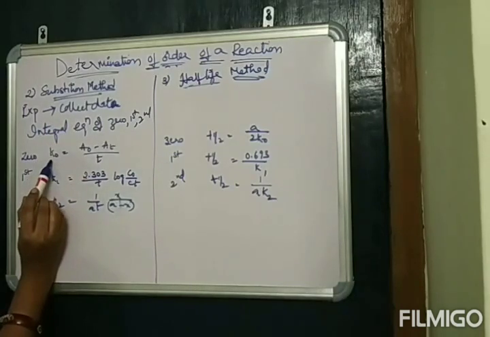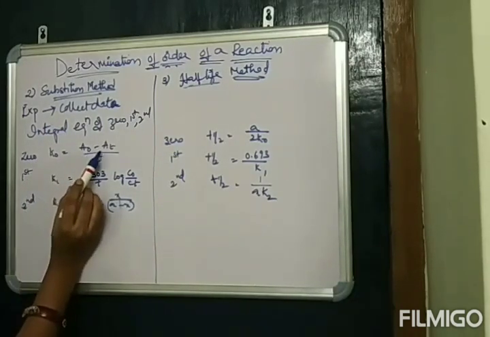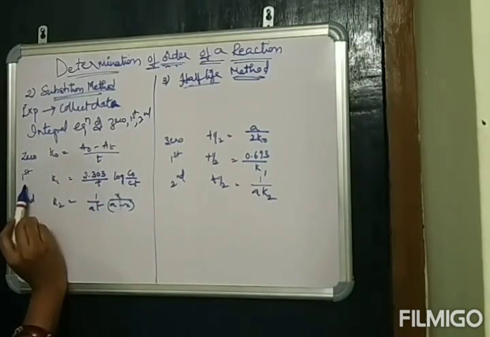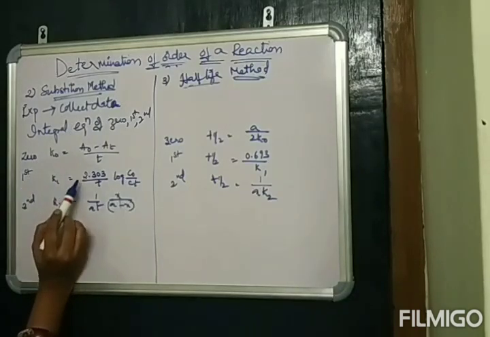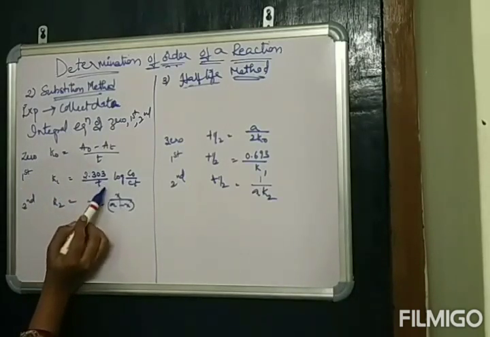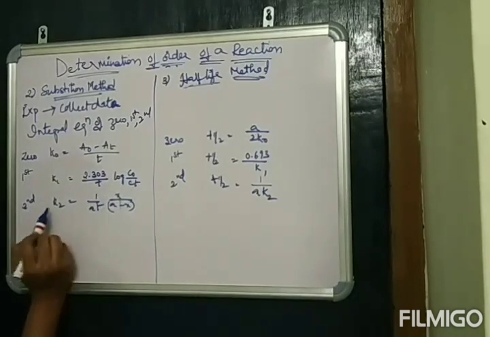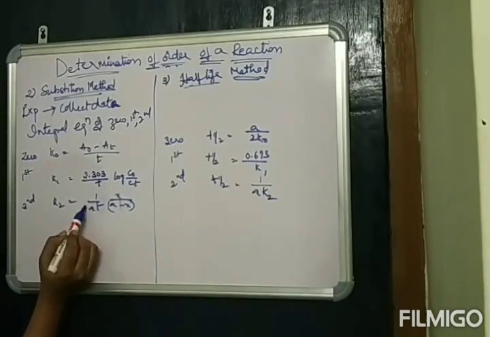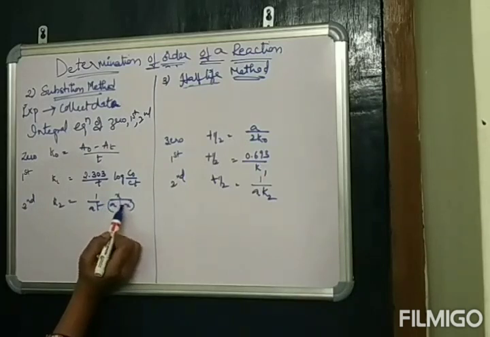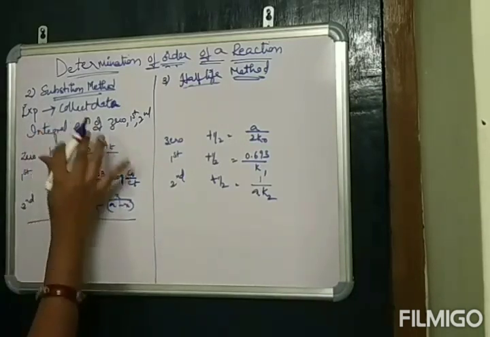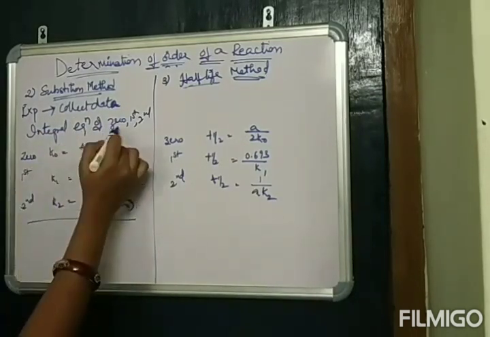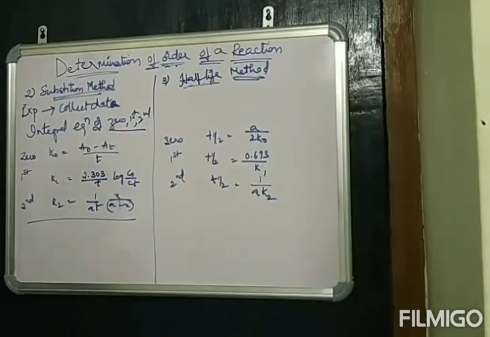For zero order, k0 is equal to (a0 minus at) divided by t, and for first order, k1 is equal to 2.303 divided by t log c0 by ct. Second order, k2 is equal to 1 by at times x divided by a minus x. By substituting in these integral equations, we can determine the order of a reaction, whether it is first, second or third order, by using this substitution method.